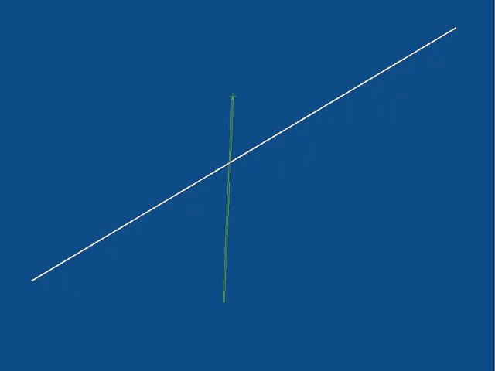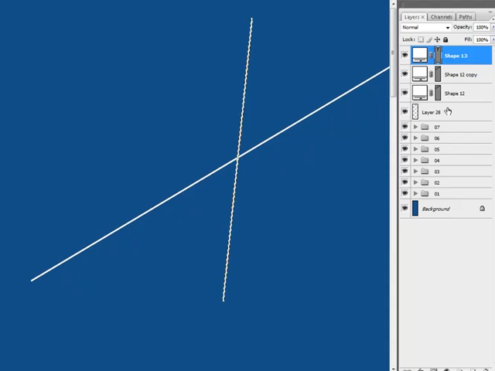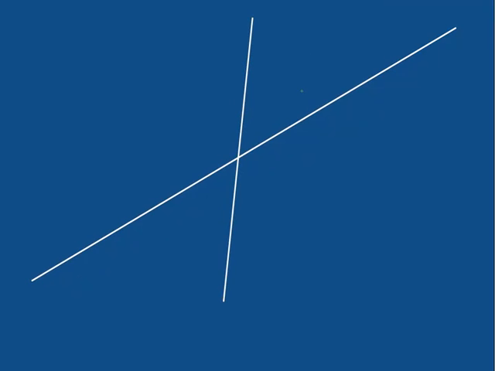So let me just draw a line that does actually intersect this. Fantastic. And then grab my whiteboard so that I can draw on it.